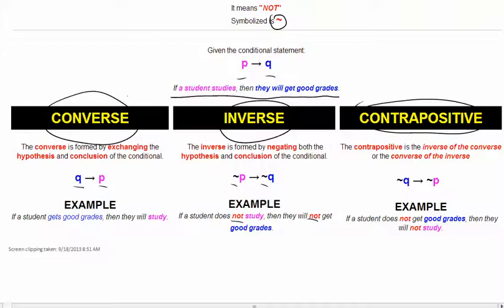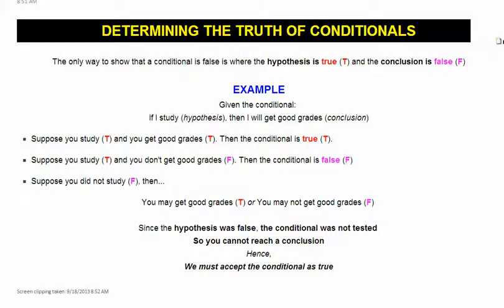Now these statements can be true or false, and it depends. It's a little tricky to find out if they are true or false, but let's find out and read a little more here. Determining the truth value, okay? The only time that a conditional statement is false is if the first part is true and the second part is false. This seems kind of weird, but let me explain this.